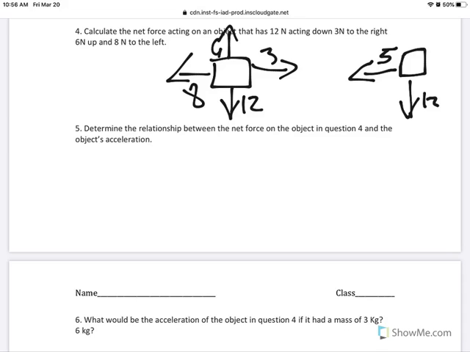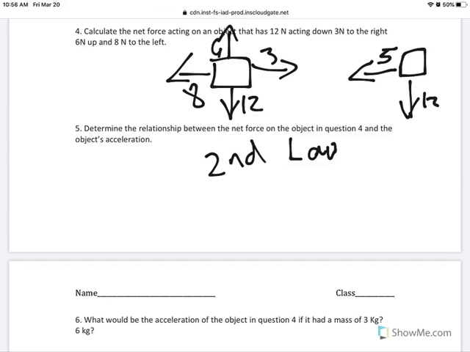Number 5, determine the relationship between the net force on the object in question 4 and the object's acceleration. The relationship between net force and acceleration is Newton's second law, and I want you to figure out what Newton's second law is. So I want you to think of that. This is Newton's second law here. I want you to figure out what that is. Number 6, what would be the acceleration of an object in question 4 if it had a mass of 3 kilograms or 6 kilograms?